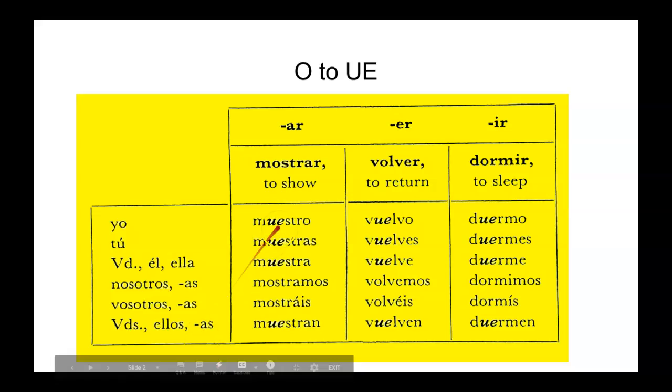Notice that the stem changes for 4 out of the 6 forms. Nosotros and vosotros are left alone. They retain the O. All right, so take a good look at this, because this is what we're working on.